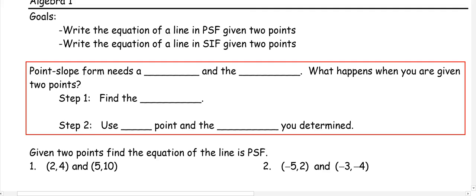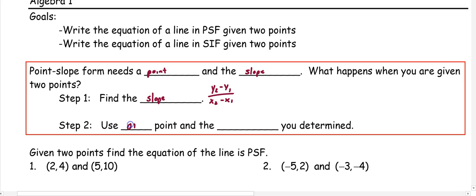This video is about writing the equation of a line in point slope form given 2 points and writing the equation of a line in slope intercept given 2 points. So remember for point slope form that we need a point and the slope. So what happens when we're given 2 points? Well, first we have to find the slope of the 2 points. Remember y2 minus y1 over x2 minus x1.